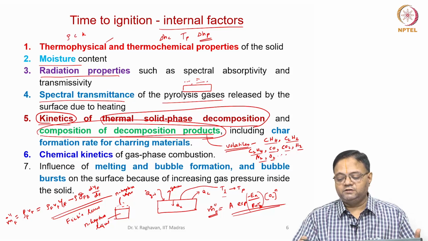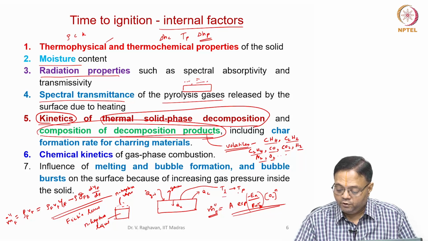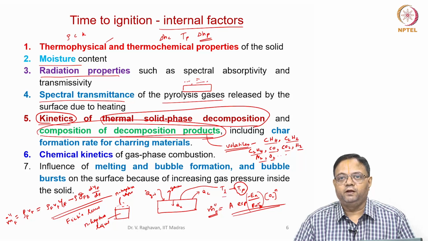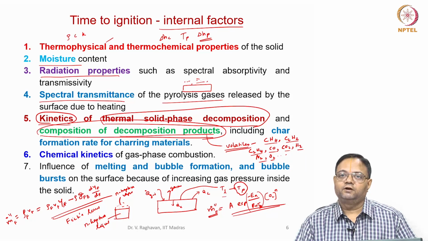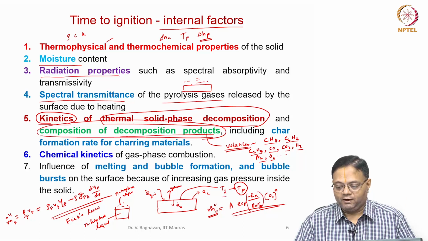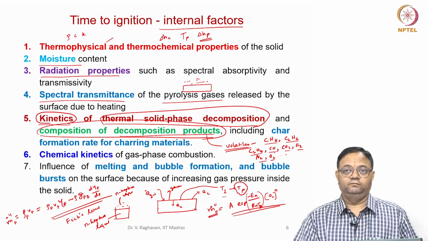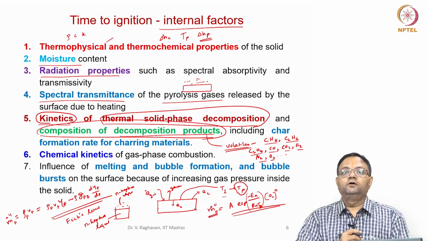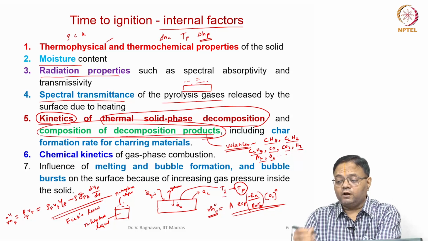The solid has to be heated to a temperature of Tp from the initial temperature of Ti in order to get the volatile gases released from the solid surface. But the composition can depend upon the rate of heating of the solid. That is, depending on how fast Ti is increased to Tp, the composition can also vary.